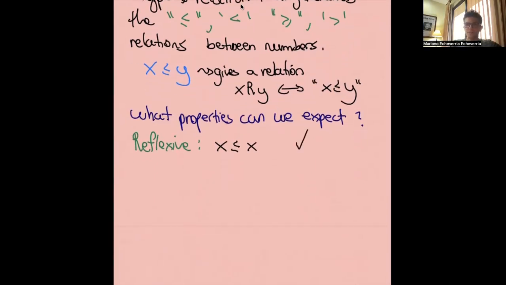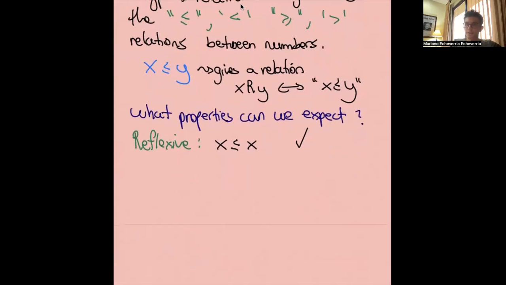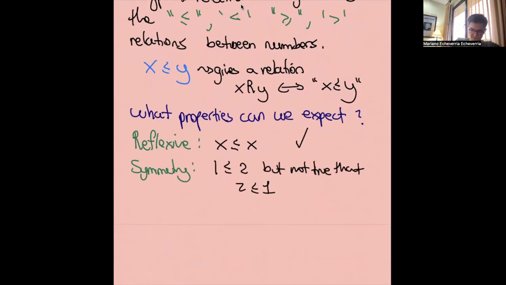What about symmetry? Would this be symmetric? Well, let's think about it. Definitely, it shouldn't be symmetric. For example, we know that 1 is less or equal to 2, but it is not true that 2 is less or equal to 1. So in general, this will fail.